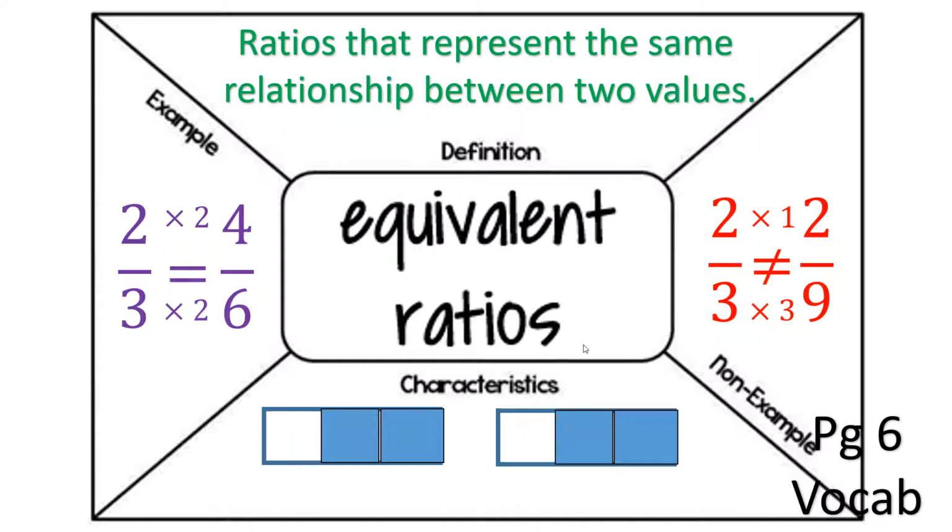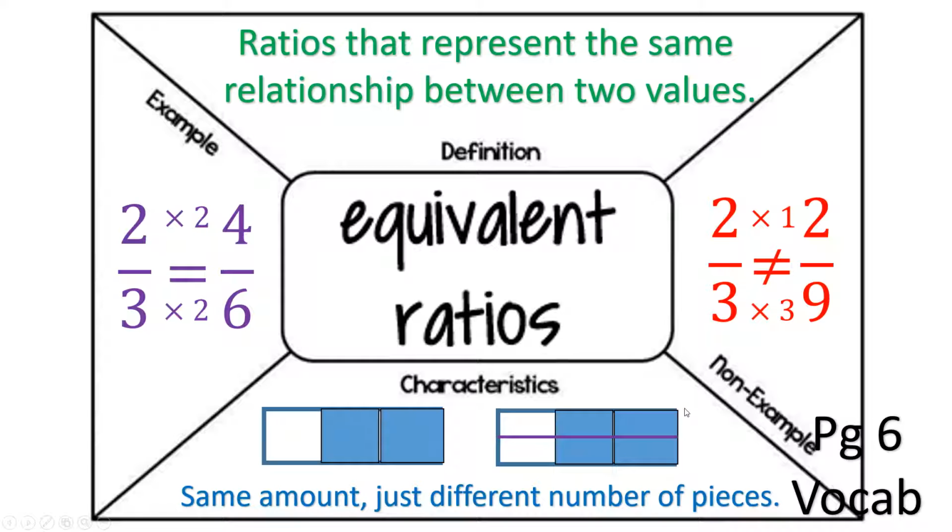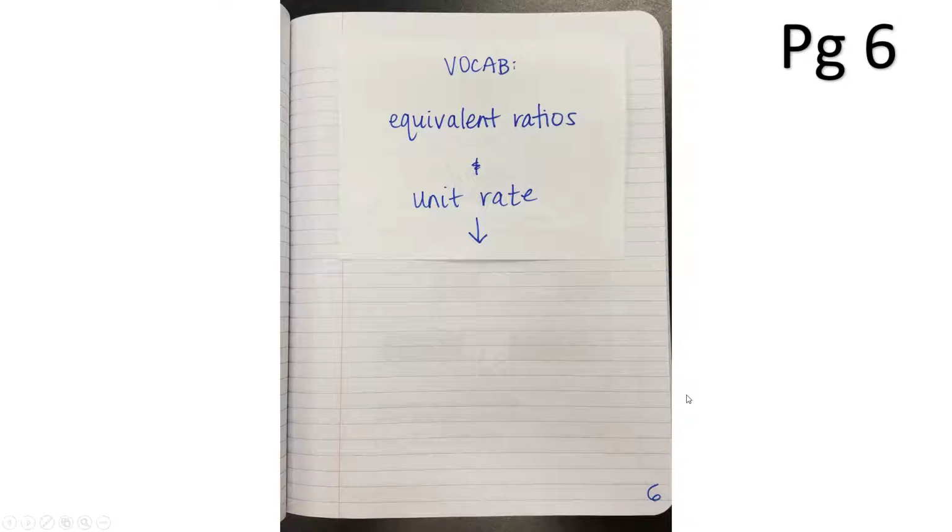For a visual representation of this, we have 2 out of 3 pieces right here. I would like you to draw a line that cuts everything in half. So now we have 4 pieces out of 6. This is a visual representation of 2/3 being equal to 4/6 because we have the same amount. You see these blue squares are the same amount. They've just been cut into more pieces. So we have the same amount, it's just a different number of pieces.